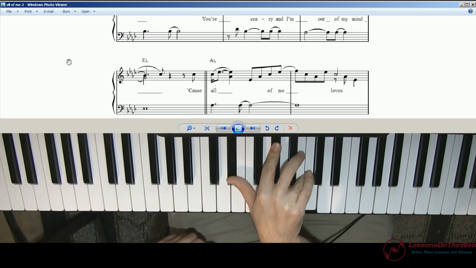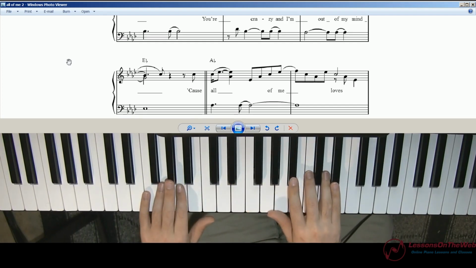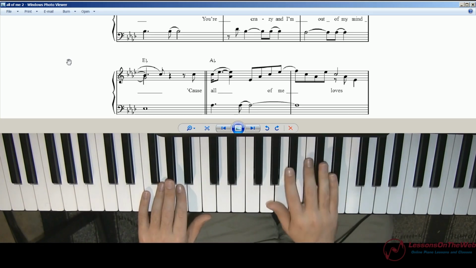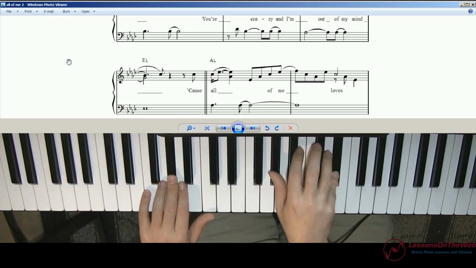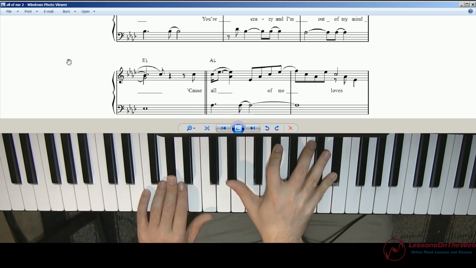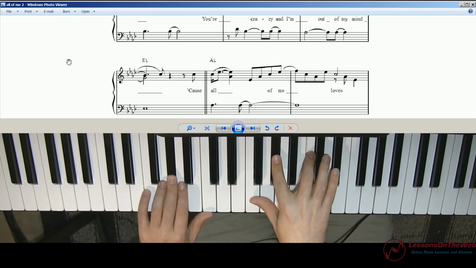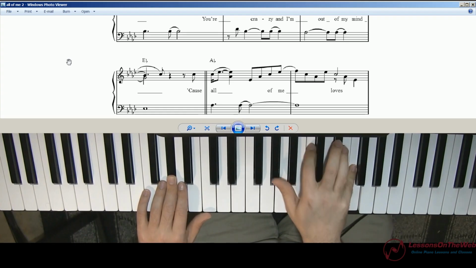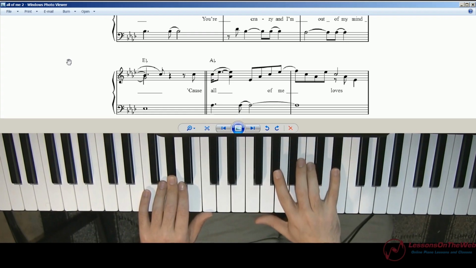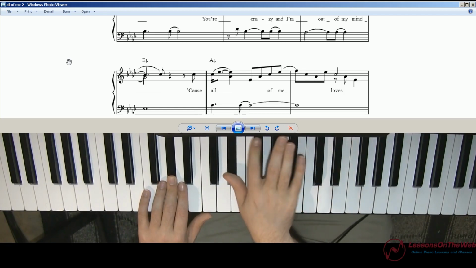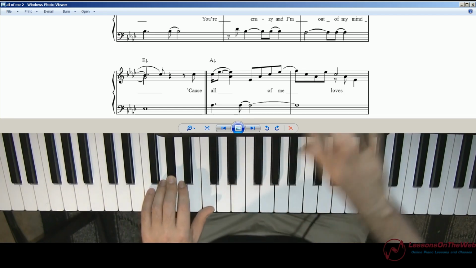So that whole... I'm going to do the last two measures. Actually, I'm going to come in where it says "cuz". "Cuz, all". Then you have these two notes. Then "of me". Those are those notes. And then "loves". And that's the end of page 2.